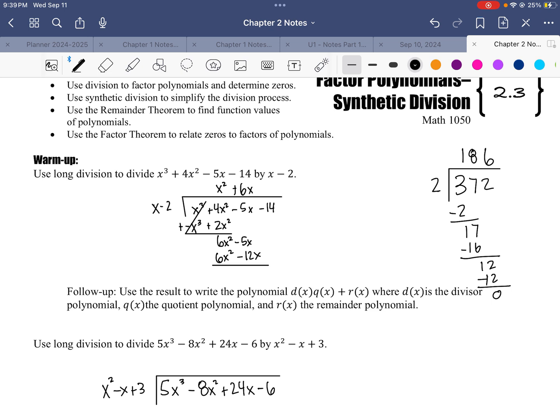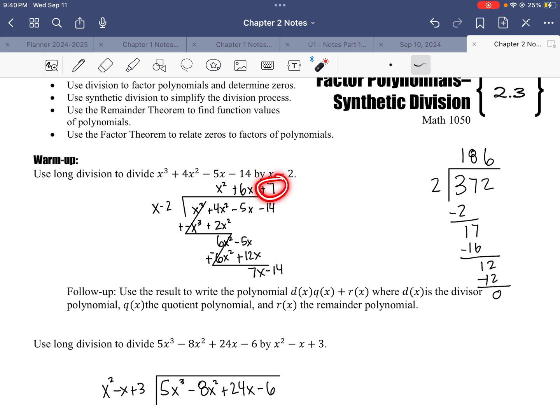And then again, typically we would subtract. I prefer to add the opposite. So your 6x squareds go away, and you end up with a 7x with a negative 14 dropped down. Then we do it again. What do you have to multiply by x to get a 7x out? Got to multiply by 7.